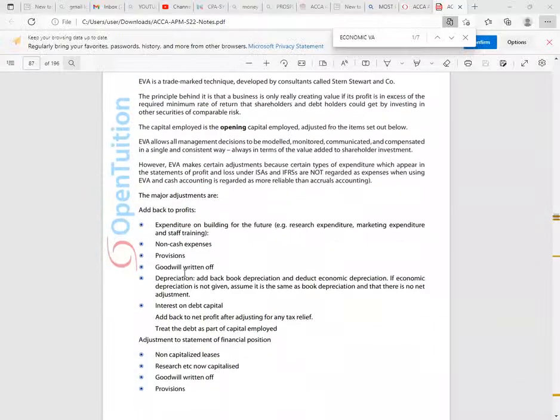So we are told here that all non-cash expenses, ladies and gentlemen, have to be added back. Any provision, a provision is a non-cash expense. Any goodwill written off, depreciation: add back book depreciation and deduct economic depreciation. If economic depreciation is not given, assume it is the same as book depreciation and that there is no net adjustment. And then we have interest on debt capital that has to be added back after adjusting for any tax relief. Treat the debt as part of capital employed.